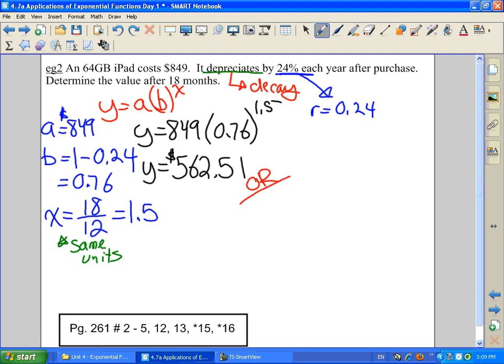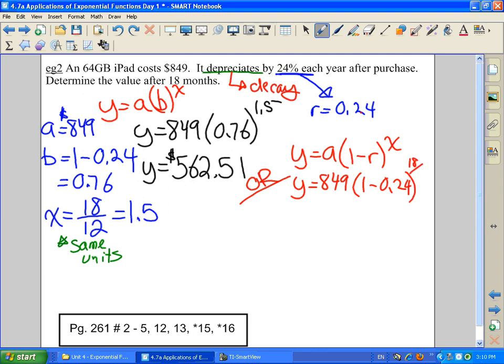There's another method that you could use, which is the formulas we gave at the bottom when the rate is given. Okay, so you could choose to do y equals a times (1 minus r) to the x. In this case, you're using the information given, so you would write down y equals 849 times (1 subtract 0.24), that's what we did in the margin work anyway, to the power of 18 over 12. And again, simplify that exponent to 1.5 or plug it in as is, that's fine. You're still going to get $562.51.